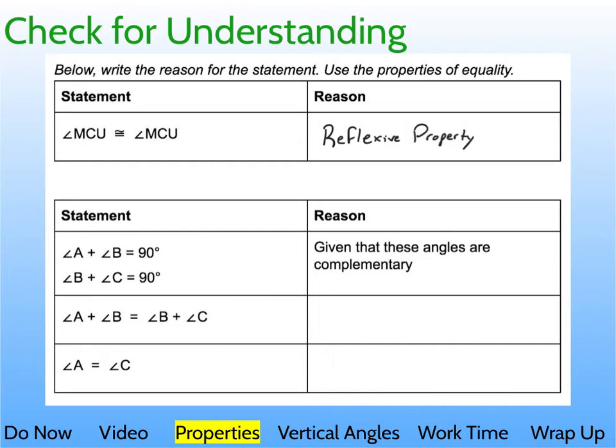Okay, so if we look down here, we know that A plus B is equal to 90 degrees and B plus C is equal to 90 degrees. If they both equal 90 degrees, that means we can set them equal to each other, like this. That right there is the transitive property. All right, and finally, we're going from this statement to this statement. What seems to have been cleared away is these angle B's on the left and right side of the equal sign, like they've been subtracted away. That's just subtraction.